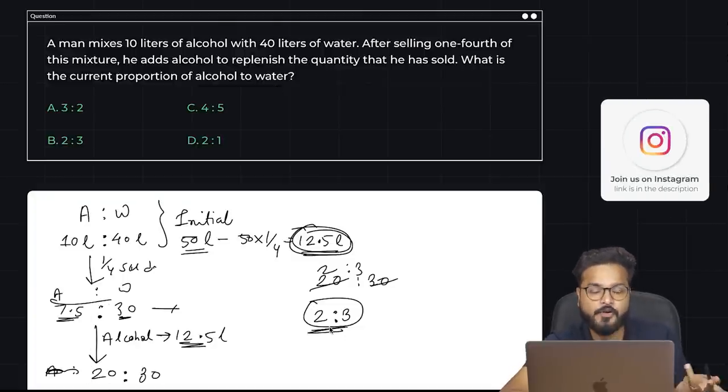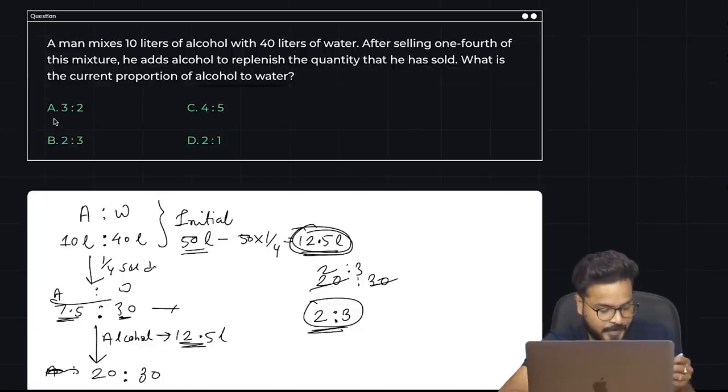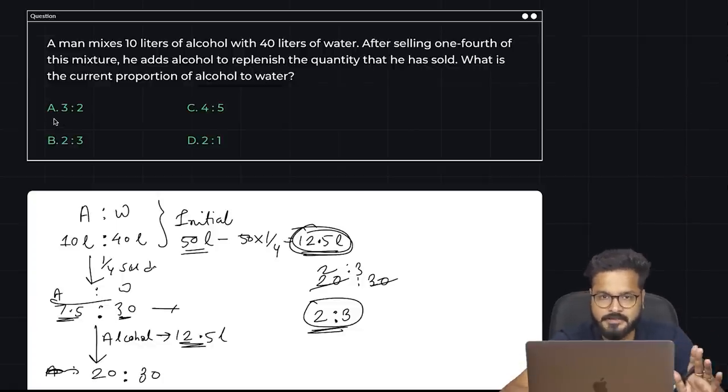If let's say they would have asked us water to alcohol ratio, in that case, your answer would have been 3 is to 2. So make sure you are not doing such silly mistakes. You are reading the question properly before answering.